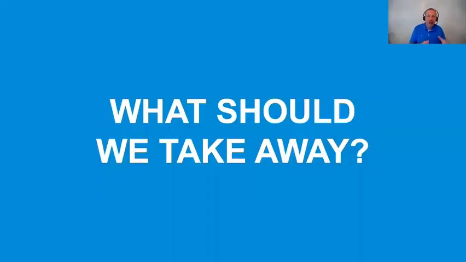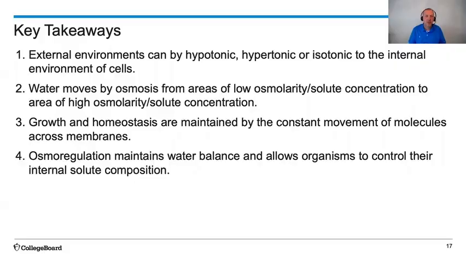So what should you have taken away from this lesson? First, external environments can be hypotonic, hypertonic, or isotonic to the internal environments of the cell. Water moves by osmosis from areas of low osmolarity solute concentrations to areas of high osmolarity solute concentrations. Growth and homeostasis are maintained by the constant movement of molecules across the membrane. And finally, osmoregulation maintains water balance and allows organisms to control their internal solute composition.